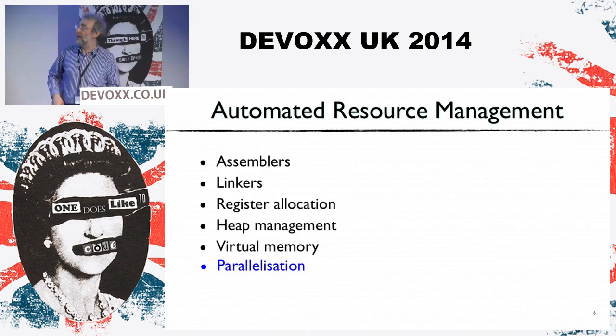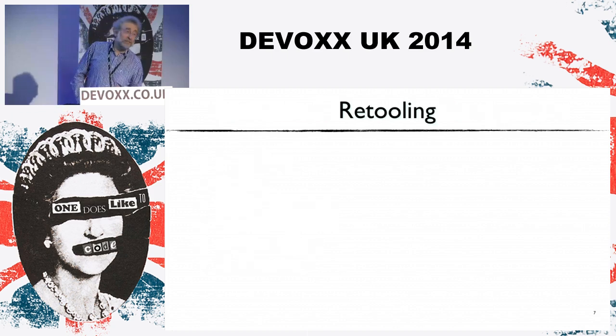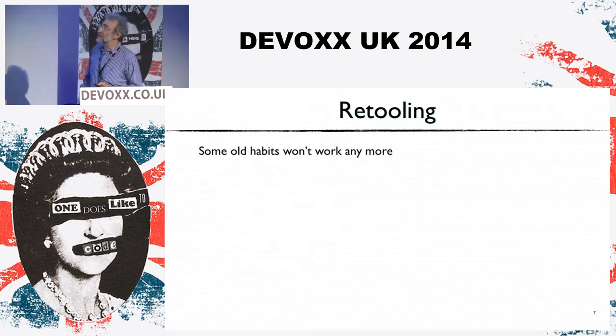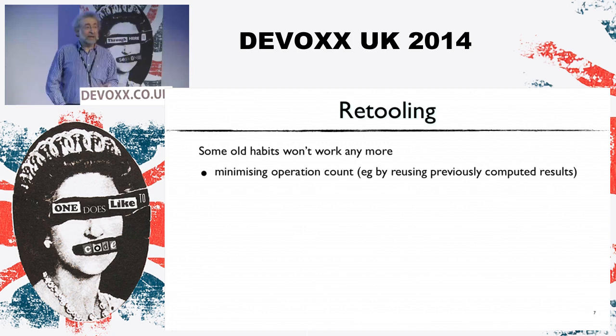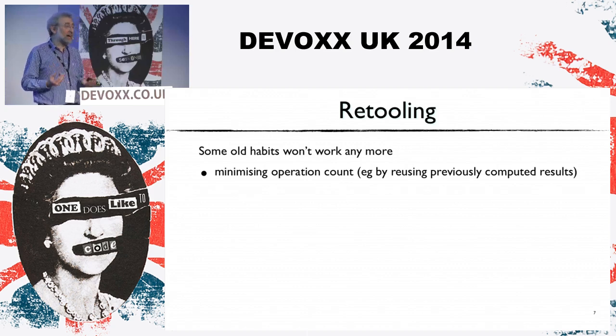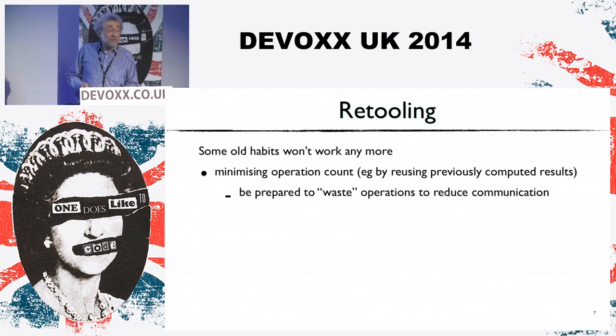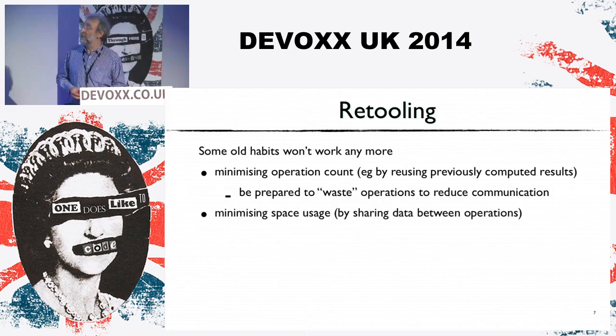What is that change? What are we going to have to give up? Well, we're going to have to retool our mental tool sets. Some old habits won't work anymore. We just have a kind of reflex about minimizing operation counts, because, and I'm still quoting from Guy Steele's talk, operation counts are a good proxy for overall execution time. We're going to have to be prepared to waste operations. Same with space. We're used to minimizing space, and we're going to have to give that up, because if we share data between operations, that's going to be a real restriction on parallel execution.